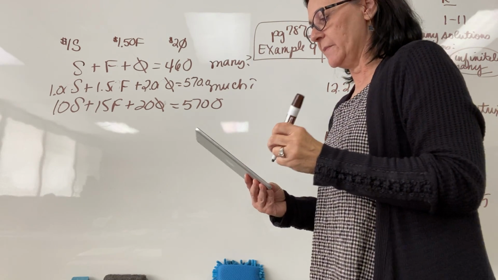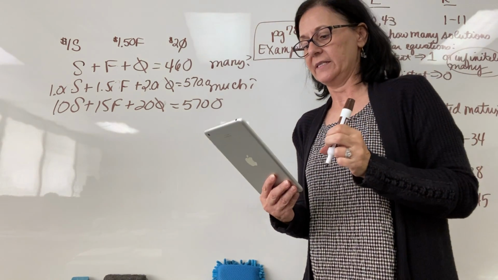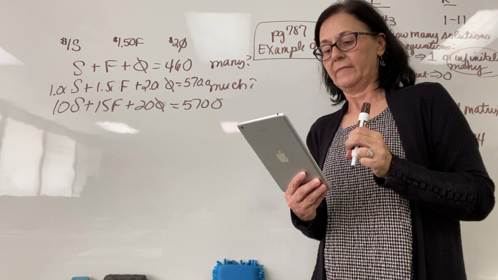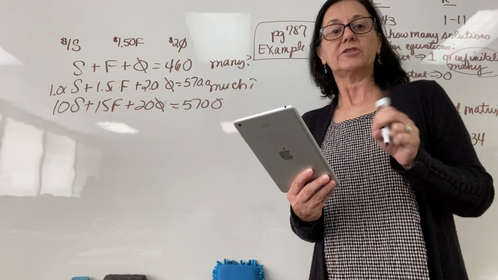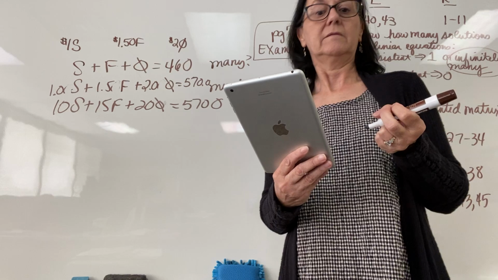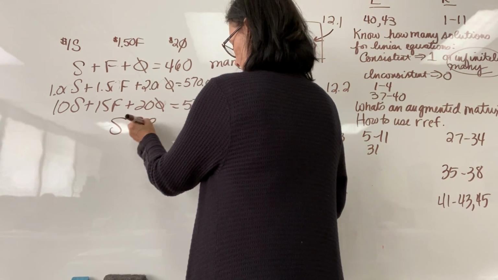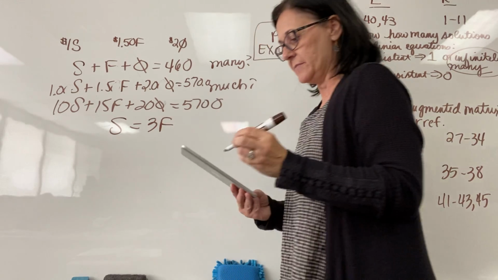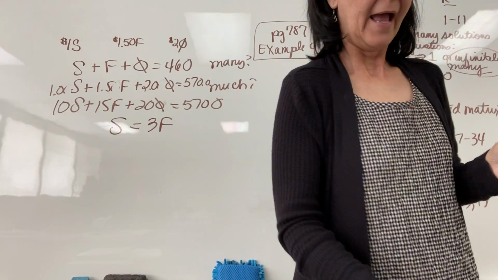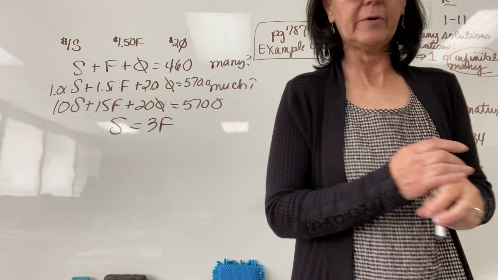3 times as many students as faculty attended. What do I write there? Who do we have more of? Students or faculty? Students. So then I'm multiplying 3 times F. How many faculty members attended?